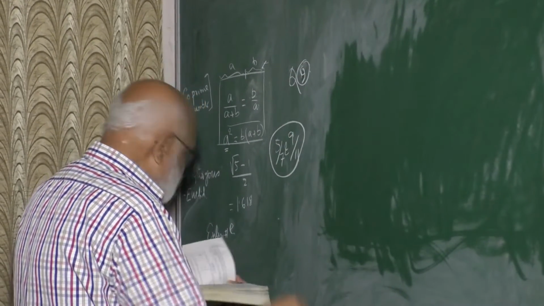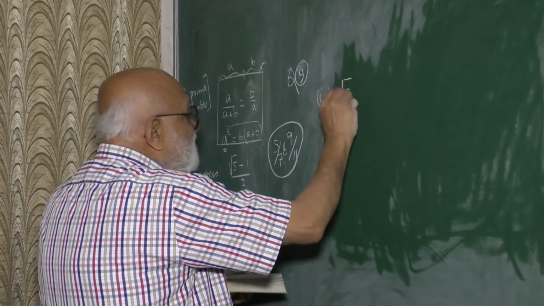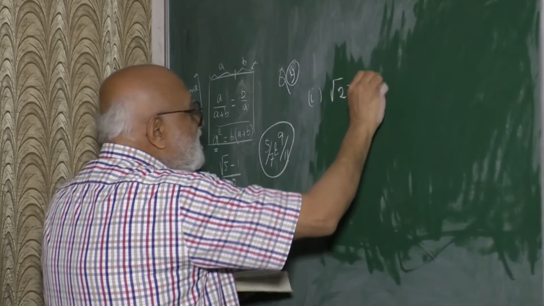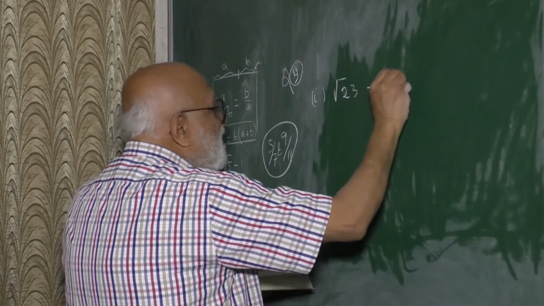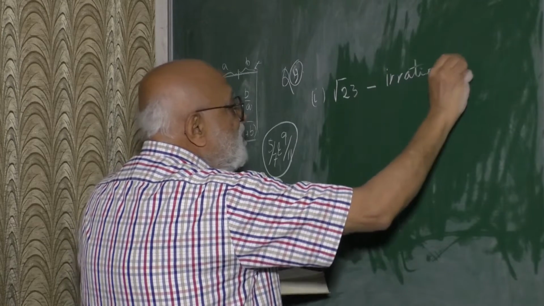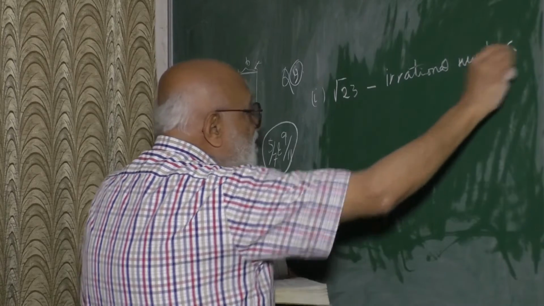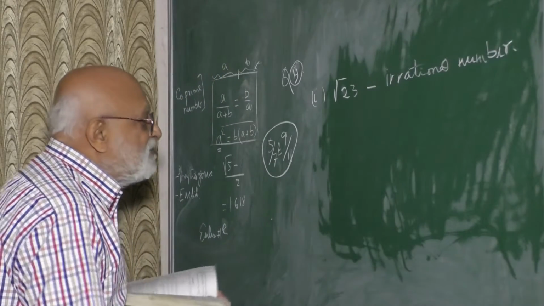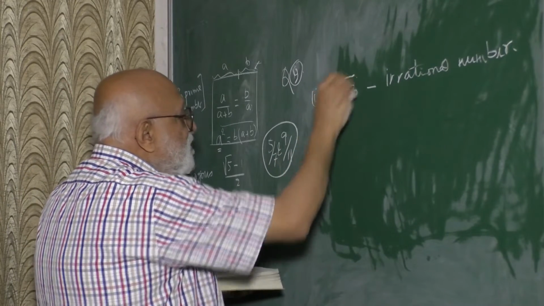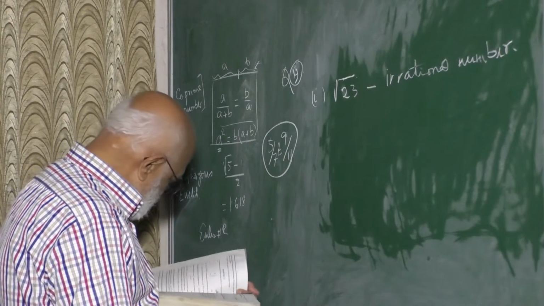9, 1. That is root over 23. What do you say? This would be an irrational number. Right? This would be an irrational number. We know all roots will be irrational numbers.